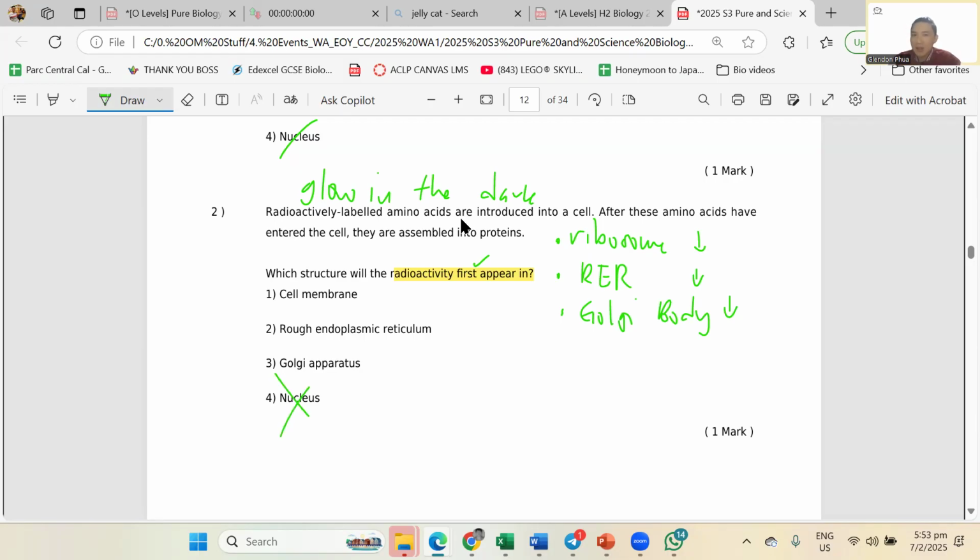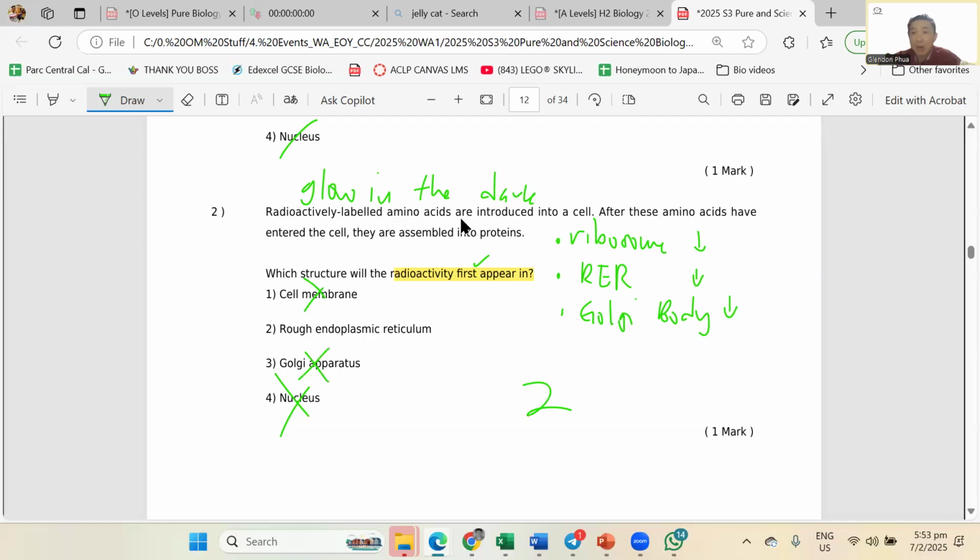Okay. Cell membrane. This one here is saying, in my thin cell membrane, will the amino acid get stuck there? It won't lah. It just goes through it. So it cannot be my cell membrane. Then it's between RER and Golgi. Then remember the story. It must first be created, then get modified. So RER first, Golgi is wrong. Answer here is 2.